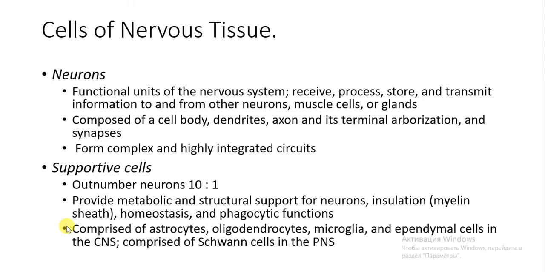Okay, and then comprised of astrocytes, oligodendrocytes, microglia, ependymal cells in the CNS, and Schwann cells in the PNS. So you see, you have to remember these supportive cells in the central nervous system: astrocytes, oligodendrocytes, microglia, and ependymal cells. Okay, let's talk about them.